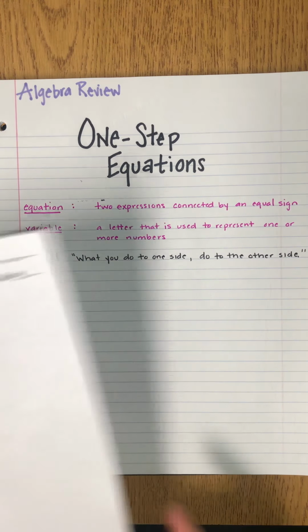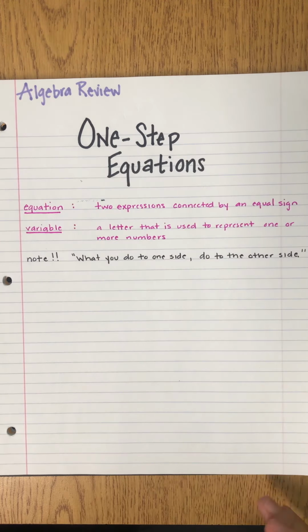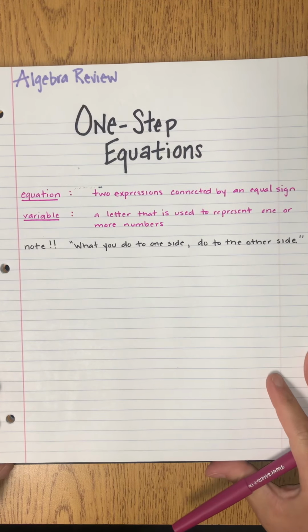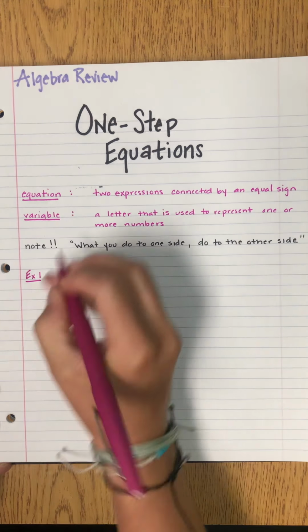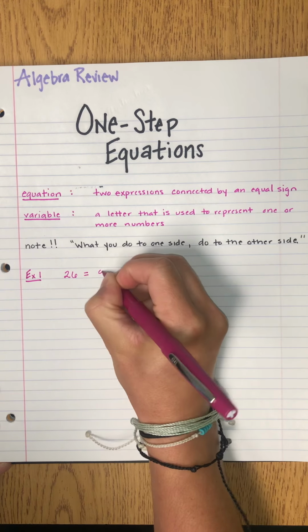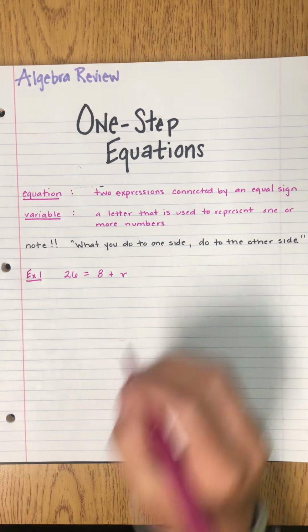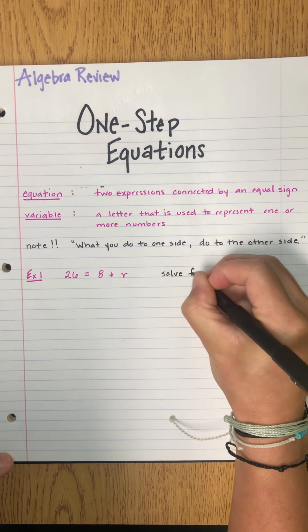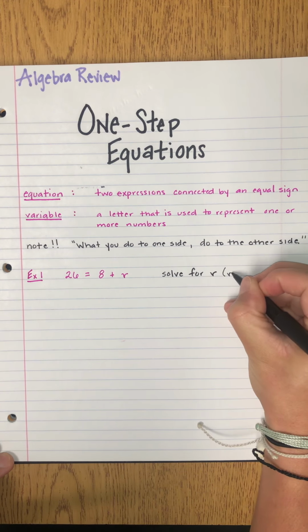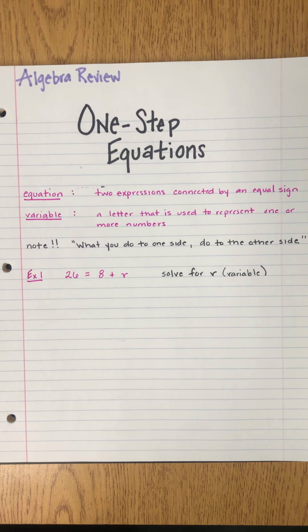So let's go ahead and do number 1 from our worksheet. It'll be 26 equals 8 plus V. That's the letter V. So example number 1 is going to be 26 equals 8 plus the letter V. So basically what we have to do is solve for V. And remember, that is a variable. Okay, so V is our variable, and we're going to solve for V.